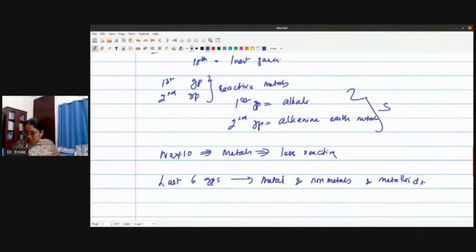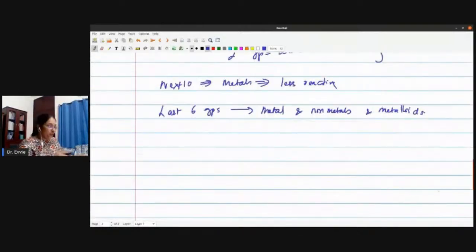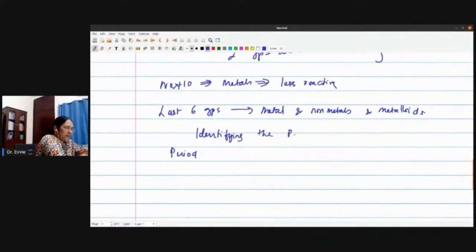The next part is how to identify in which group or period an element is. Now let me tell you about the period. So, identifying the period, group and block of elements.